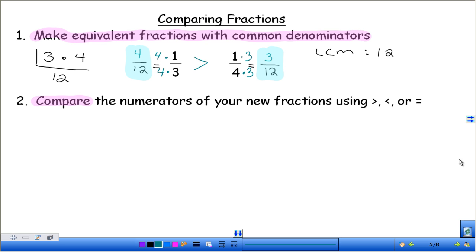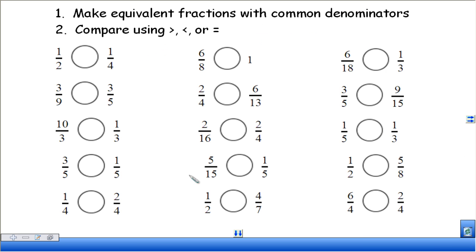Let's move on and do some examples together. I put the steps up there just in case you didn't get them written down yet. So the first one, we need to make equivalent fractions. What's the smallest number that both 2 and 4 can go into evenly?